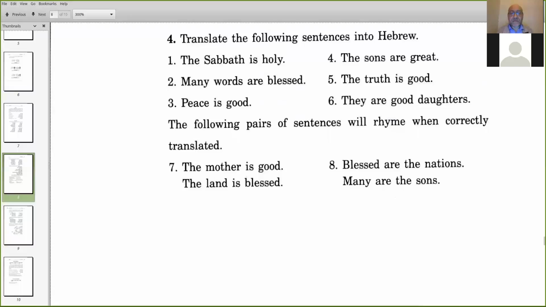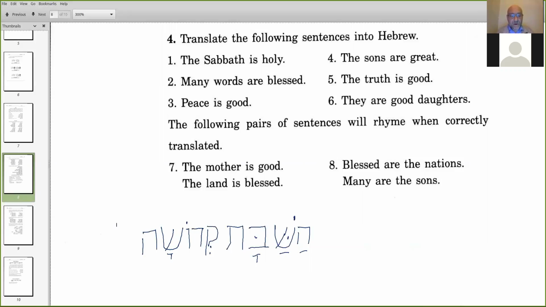Okay, so the Sabbath is holy. I think we're ready to go now. We'll just write this out. Ha-Shabbat, give it a little foot there, and then we have a kof, a little difficult letter to write, and a dalet. The first part is written just like what you would see on kadosh, but instead of a shva, we would have kametz hey ending. So that is number one, okay?